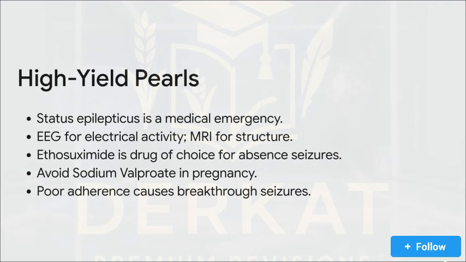Finally, Section 6, Key Exam Takeaways, High-Yield Summary. Seriously, lock these bullet points into your memory because they are your absolute must-knows for passing medical exams and providing excellent patient care. 1. Status epilepticus over 5 minutes is a massive medical emergency. 2. For diagnostics, EEG is for electrical activity, but MRI is preferred for structural brain abnormalities. 3. Ethosuximide is the go-to for absent seizures. 4. You must avoid sodium valproate in pregnancy due to that high teratogenic risk.